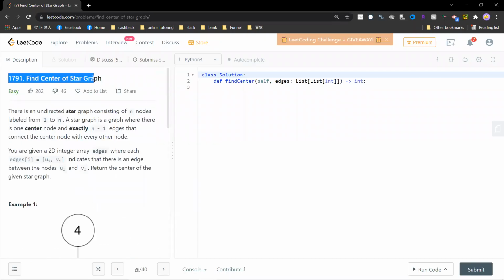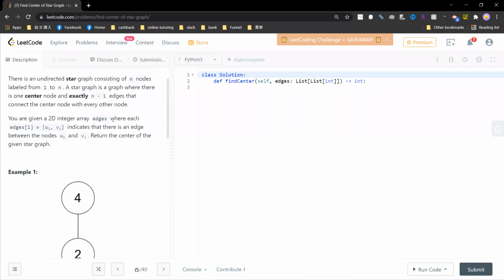Hey, what's up, guys? So let's solve this problem, 1791, Find Center of Star Graph.